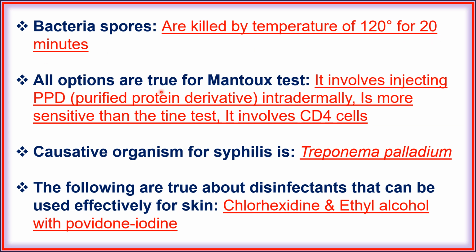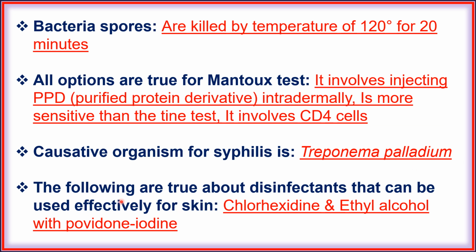All options are true for Mantoux test. It involves injecting PPD, purified protein derivative, intradermally, is more sensitive than DNA test, and it involves CD4 cells. This test is used for detection of tuberculosis. Next, causative organism for syphilis is Treponema pallidum.